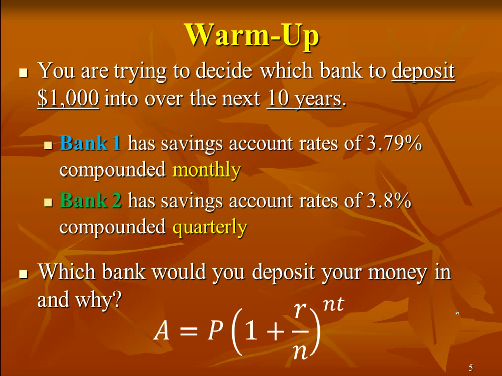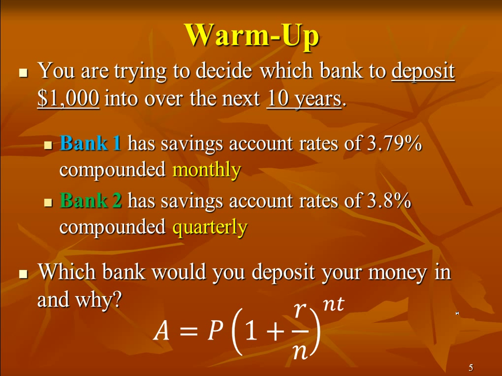So when I'm looking at this question, it says you are trying to decide which bank to deposit $1,000 into over the next 10 years. We have two banks. Bank 1 has a savings account with rates of 3.79 and it's compounded monthly. Bank 2 has a savings account, rates of 3.8, compounded quarterly. So you should notice the rates are a little bit different. One is compounded monthly, one is compounded quarterly.